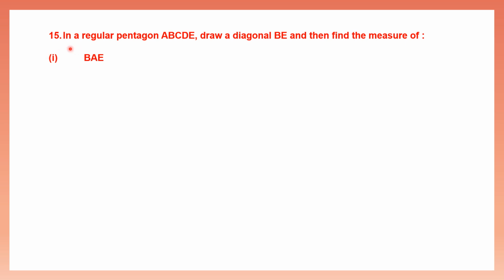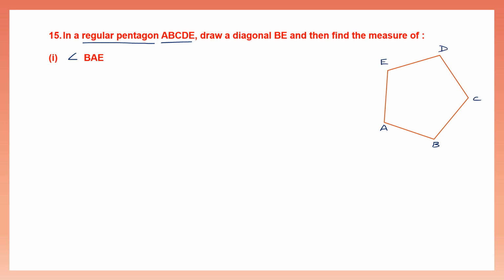Question 15. In a regular pentagon ABCDE, draw a diagonal BE and then find the measure of. Now there are three angles that we should find the measure of. First is we should find the measure of angle BAE. So here we are talking about a regular pentagon. So let's draw a regular pentagon. We have that. Let's name it A, B, C, D and E. So we have A, B, C, D and E.